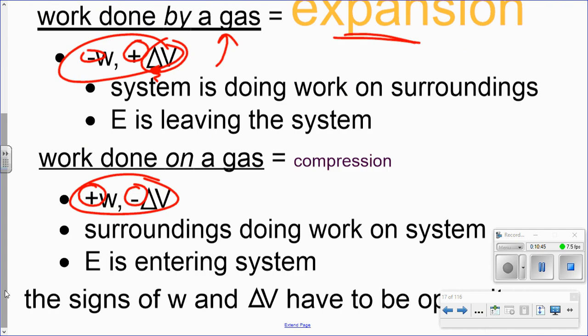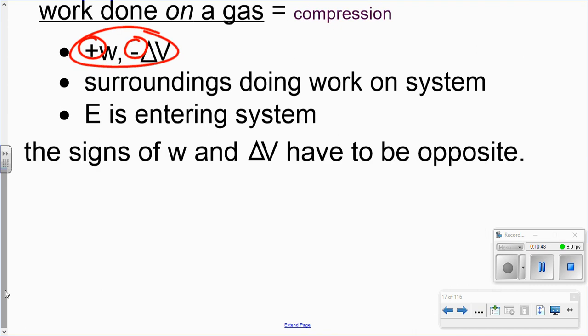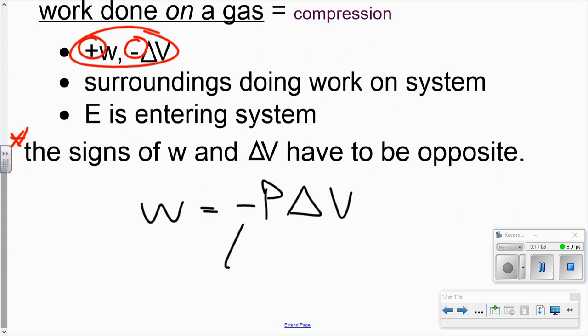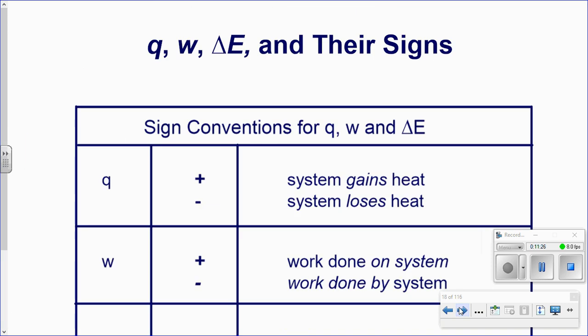So, to summarize, how do you know this? What's an easy way to remember all this stuff? You basically identify this. The signs of work and delta V have to be opposite. And the reason is that negative sign there. Okay? And it makes sense too. If work is exiting the system, it means it's expanding the system, it's expanding itself, I'm sorry. And then you end up with a positive delta V. It gets bigger. Okay? The volume increases. If work is being done on a system, then you're going to compress the system, and you'll end up with a negative delta V.